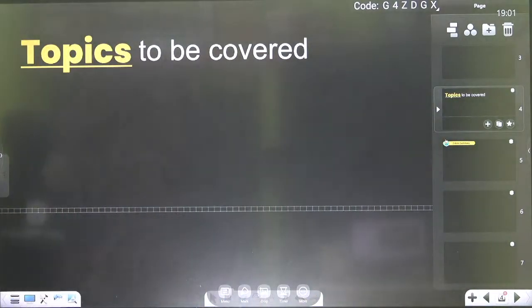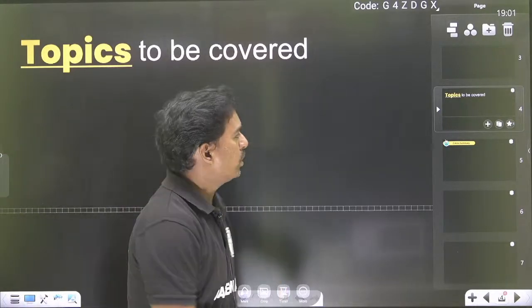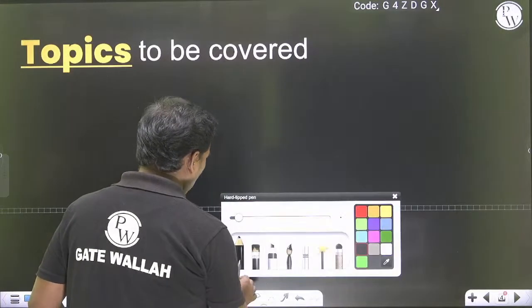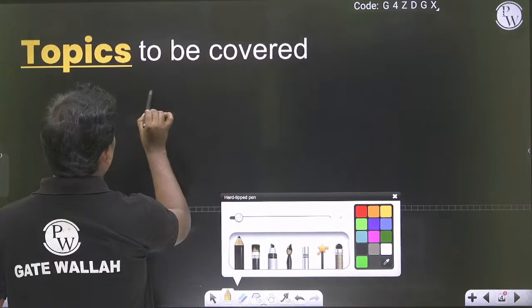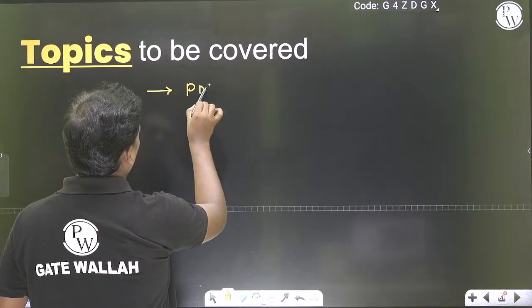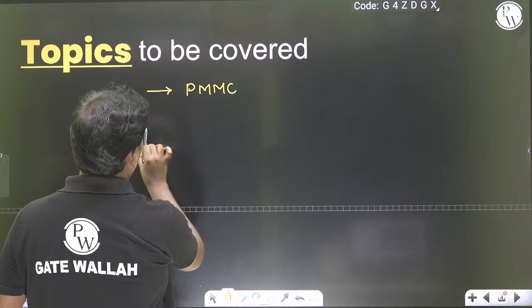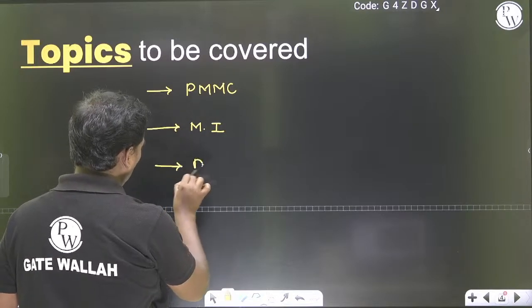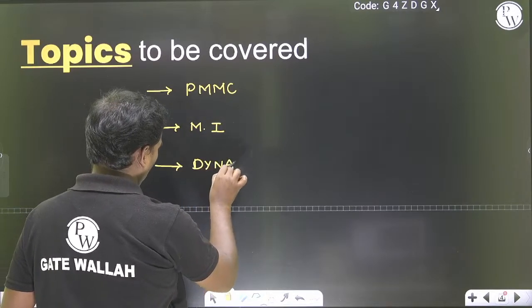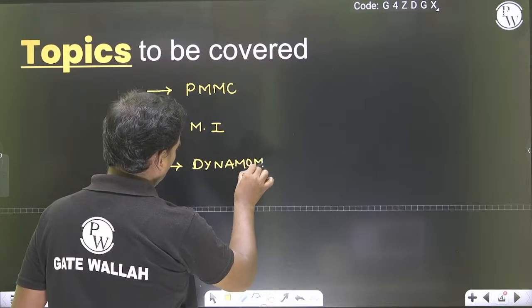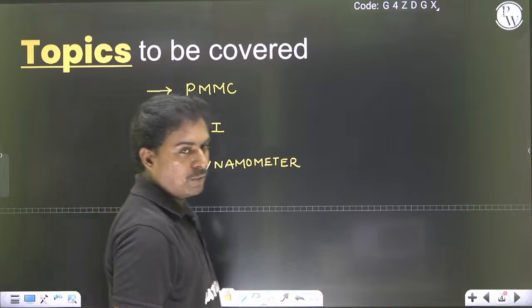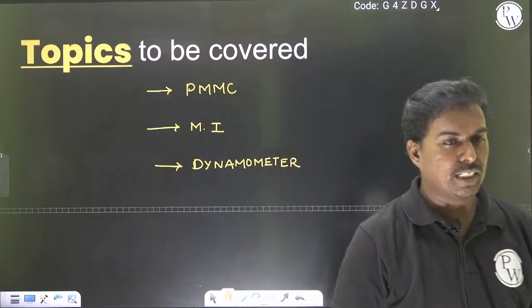Okay, so if you see the topics to be covered, so what are the topics I am going to cover? So we are going slowly into the measuring instruments. In the measuring instruments we are going to discuss the basic working of the PMMC. What are the measuring instruments? We are having the PMMC and moving iron instrument and the dynamometer. These are the major instruments that we are going to cover. So these are the 3 major instruments in our electrical measurements: PMMC, moving iron and dynamometer.